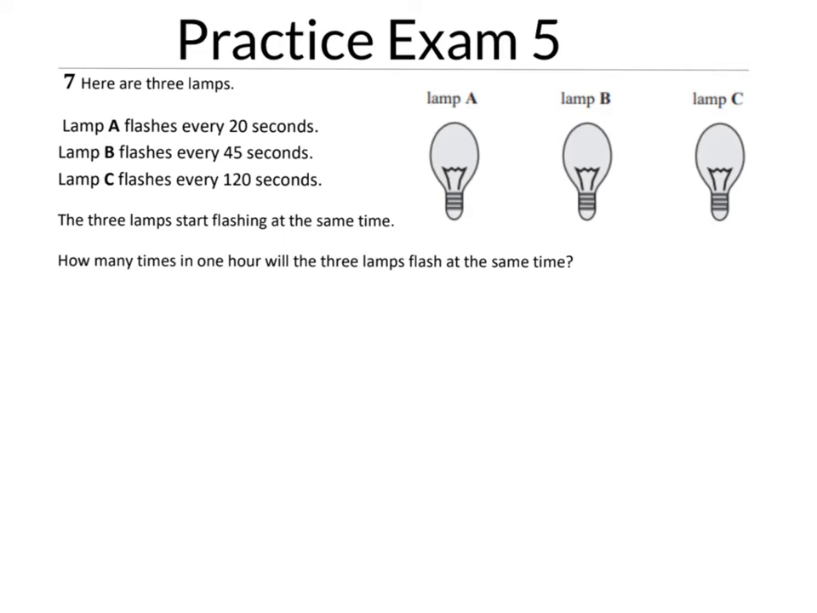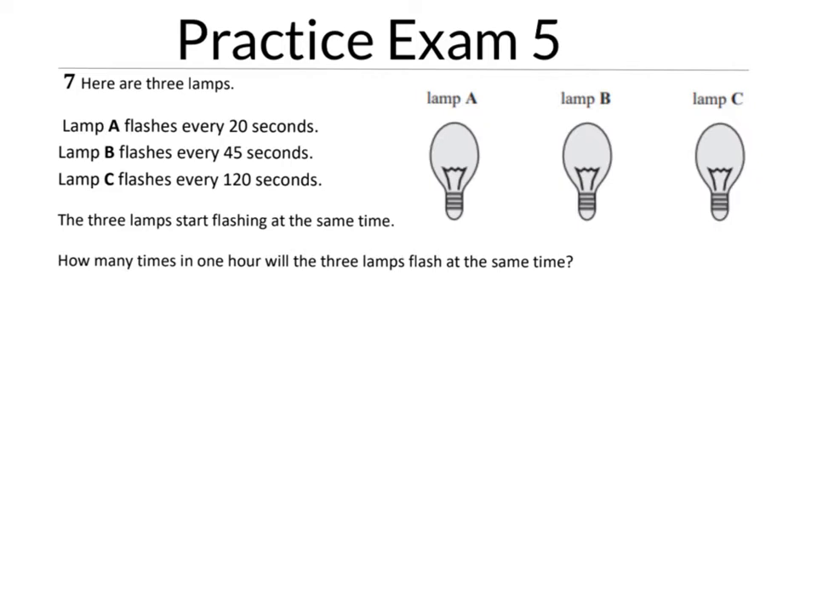Here are three lamps. Lamp A flashes every 20 seconds, lamp B every 45, and lamp C every 120. Three lamps start flashing at the same time. How many times in 1 hour will the three lamps flash at the same time?